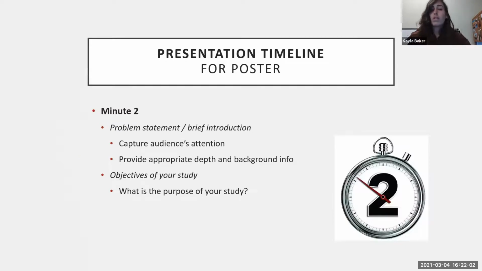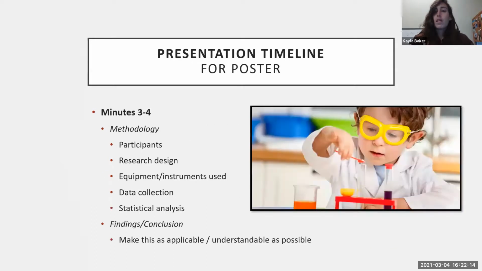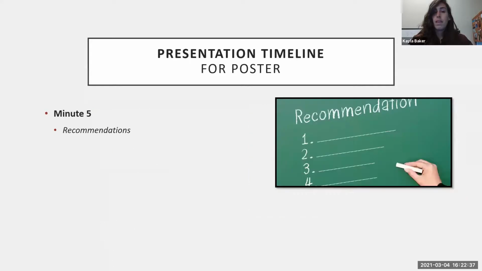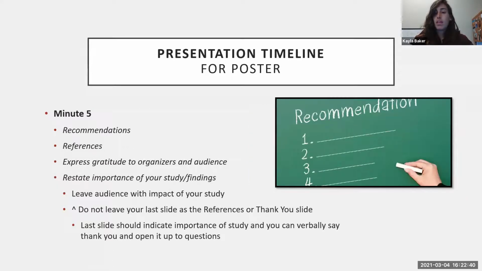Minute 2, this is where you're going to introduce your topic, capture the audience by talking about why this is a problem, why this study is so important, and then what's the purpose of your study. Minutes 3 and 4, I still gave 2 minutes for this because again, the methods section I feel like is almost impossible to talk about in 60 seconds. So I gave 2 minutes to talk about the methods, but then you'll still need to include your findings and conclusion in here. Again, make it as understandable as possible for your audience, not reading straight through your results section. And then your last minute will essentially be the same as the last minute for the PowerPoint presentation.